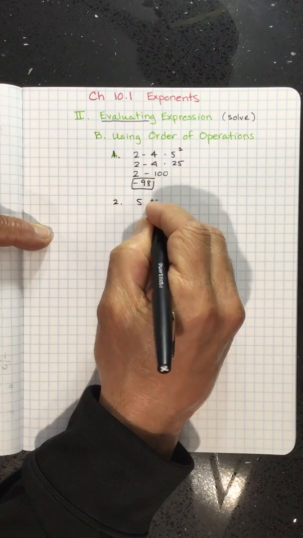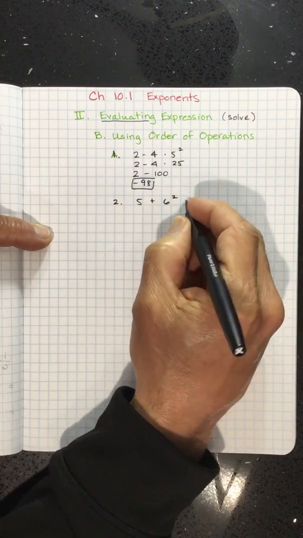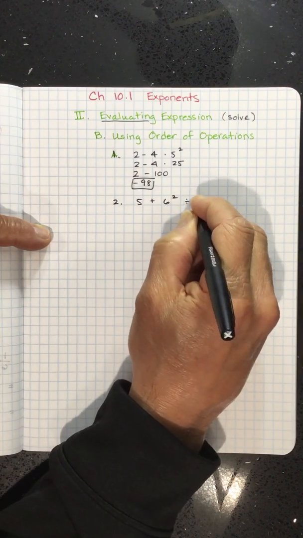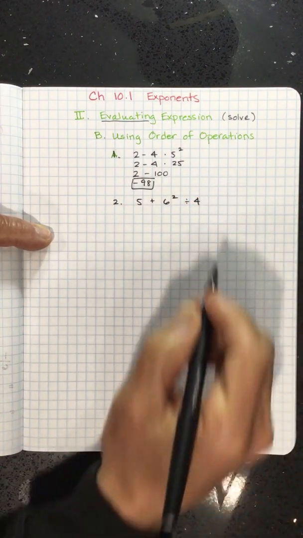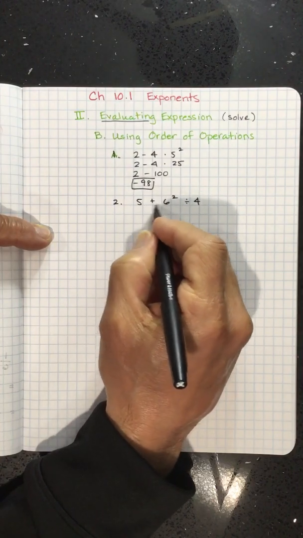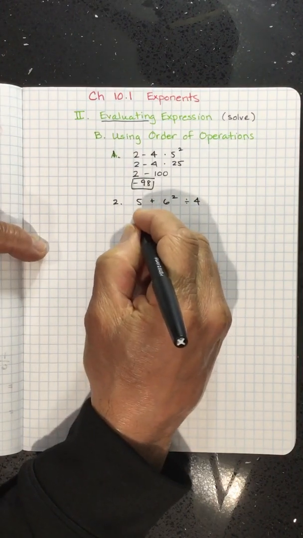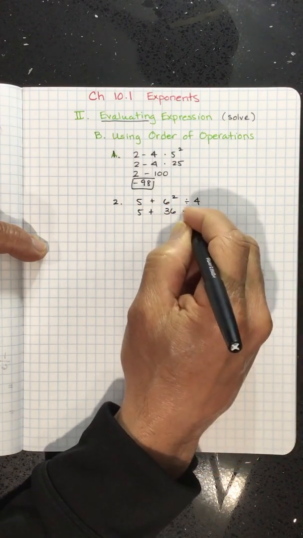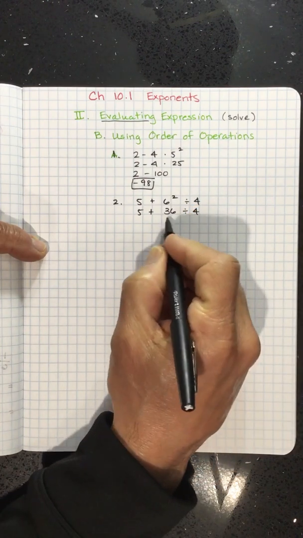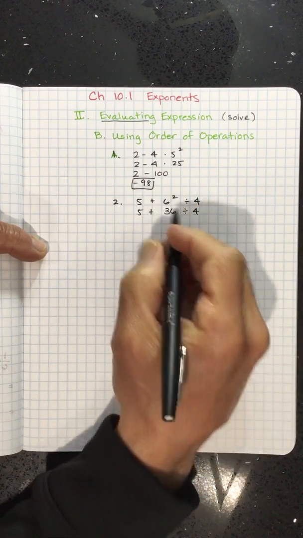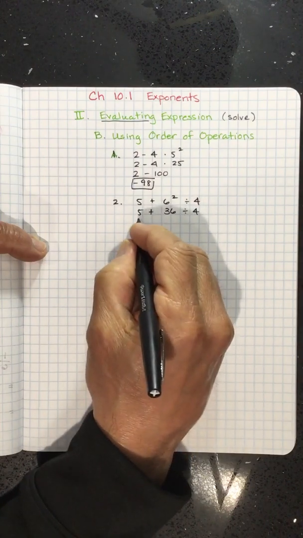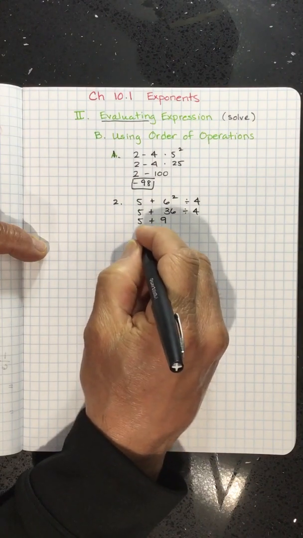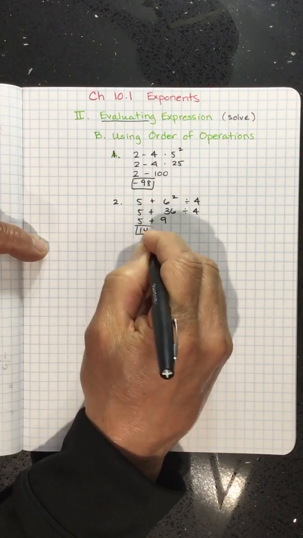5 plus 6 squared divided by 4, excuse me. My eyes are not as good as they used to be. Again, we have an exponent right here, so let's take care of that. So that's going to be 5 plus 6 squared is 36, divided by 4. Okay, division is before addition, so 36 divided by 4 is 9. And then 5 plus 9 is 14.